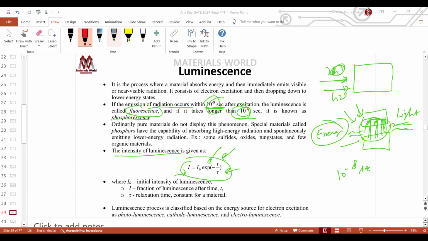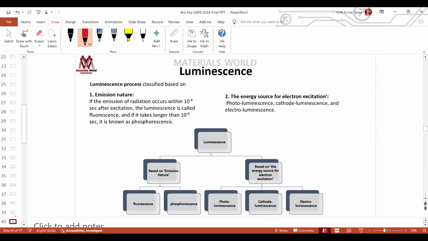But what is the energy source? Depending on the energy source, they can be divided into three major categories, and I would like to draw your attention to that. If the emission lifetime is lower than 10 to the minus 8 second, that is fluorescence, and higher than that is phosphorescence. Now, what is the energy source of the electron excitation? You can divide it into photoluminescence, cathodoluminescence, and electroluminescence.